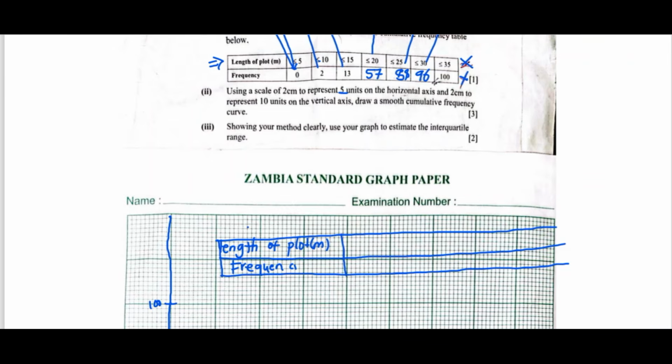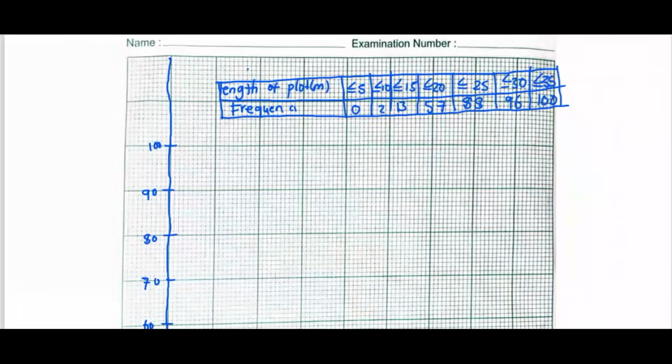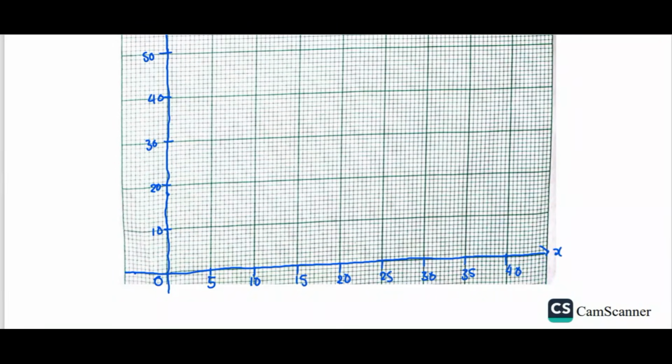So the frequencies we have 0, 2, 13, 57, 88, 96, 100, then less than or equal to 35, 30, 25, 20, 15, 10, 5.